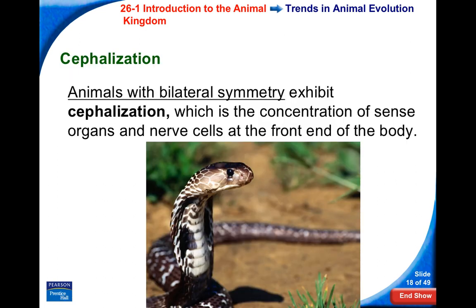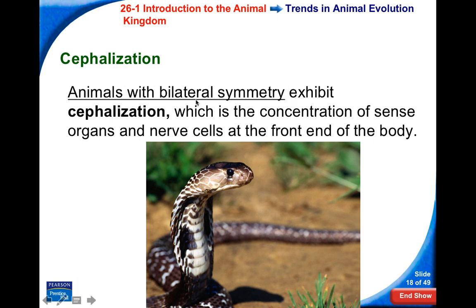Okay. All right. The third trend is cephalization. So animals with bilateral symmetry, like the crayfish, exhibit something called cephalization, which just means that all the sensory organs and nerve cells tend to be concentrated towards the front end of the body. And this actually makes a lot of sense.